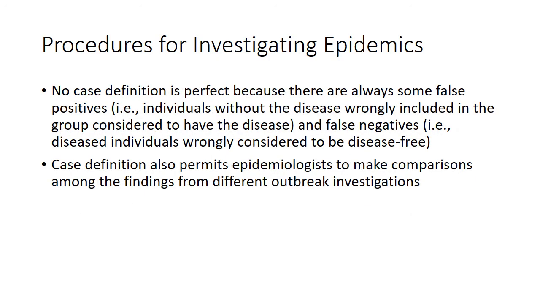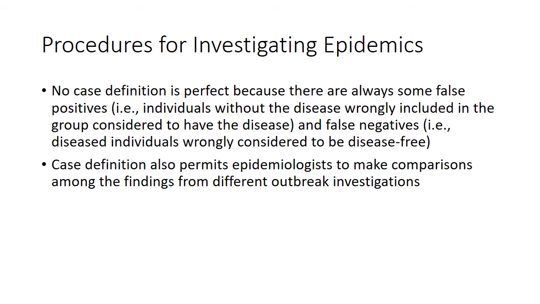Obviously, no case definition is going to be perfect because there are always going to be some false positives. We've talked about sensitivity and specificity before. In this case, false positives would be individuals without the disease who actually got included in the group considered to have the disease, and then there also are going to be some false negatives, so people who were not included as a case even though they actually had the disease in the first place.